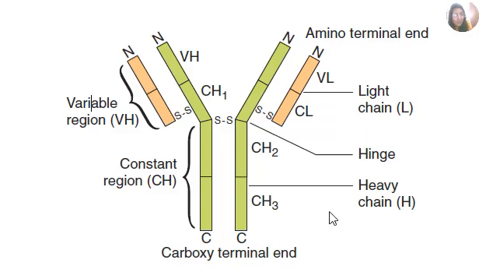Immunoglobulins or antibodies. You can see in this diagram, this is a Y-shaped protein. These are Y-shaped glycoproteins. The immunoglobulins are glycoproteins composed of two identical heavy chains, H chains, and two identical light chains, L chains.